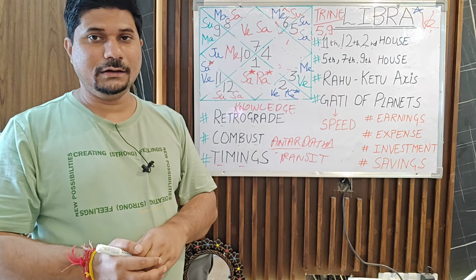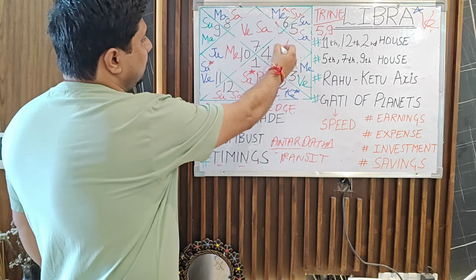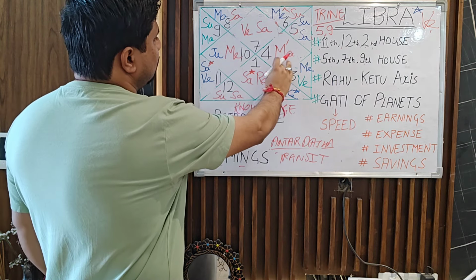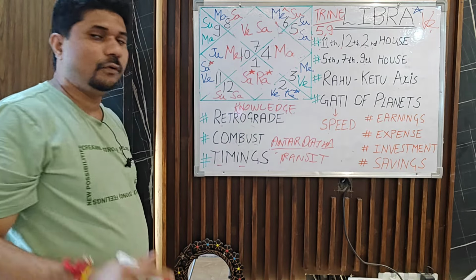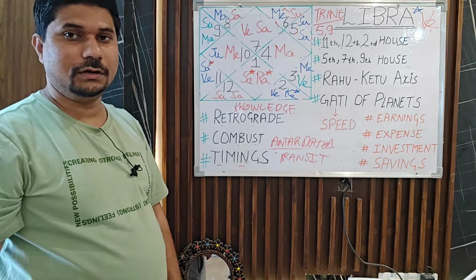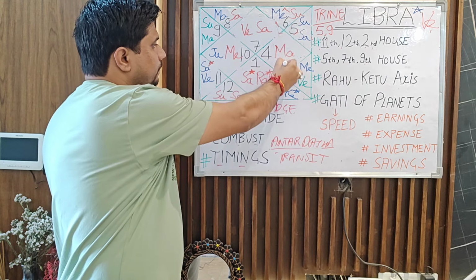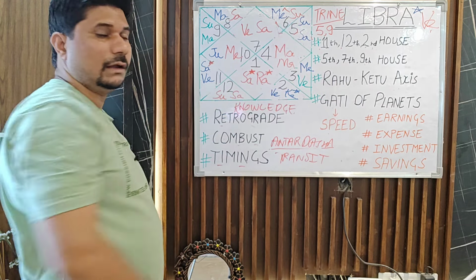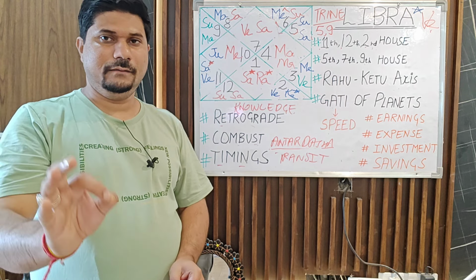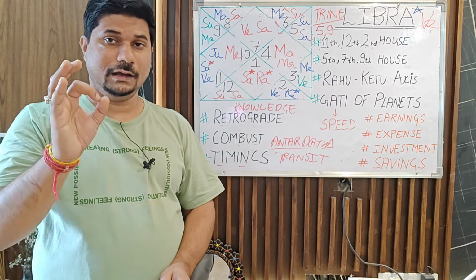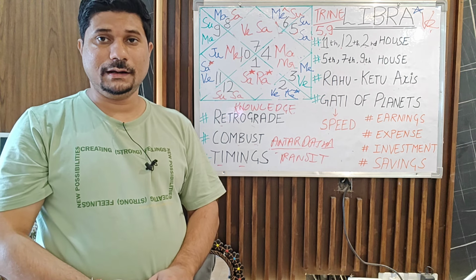For example, you are right now going through Mars Antardasha, and your Mars is posited in the 10th house in the sign of Cancer. And suppose in the transit or in the gochar, Mars is now transiting over the natal Mars, specifically from your 10th house. This is the exact time frame when the money and wealth yogas are actually getting activated in your life. It's applicable to all other grahas also.